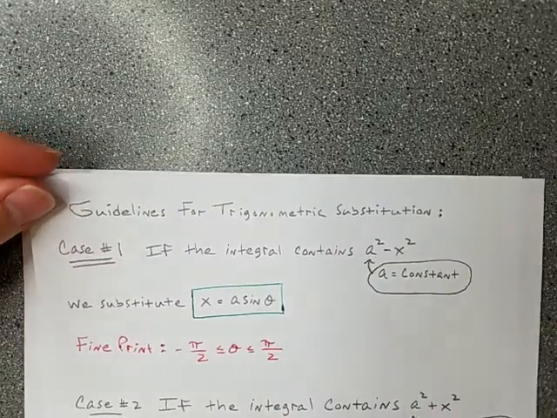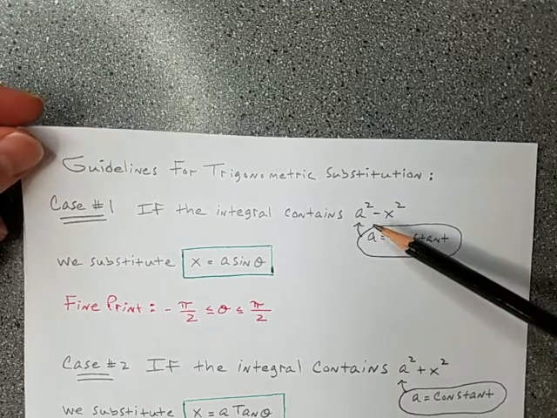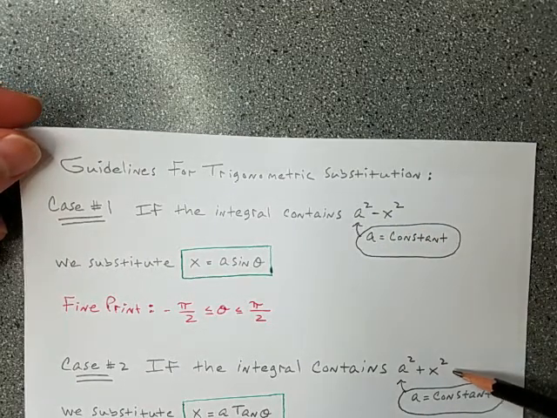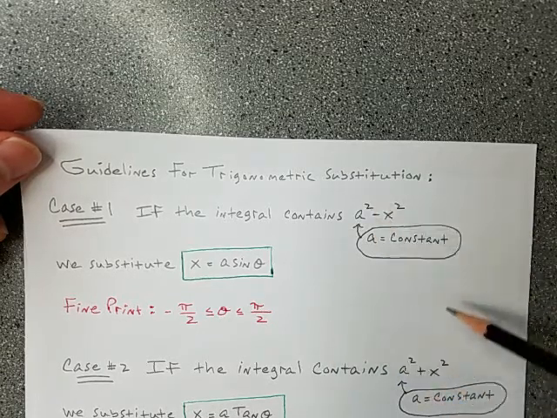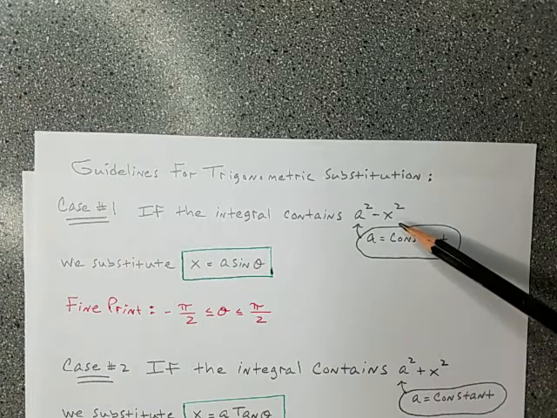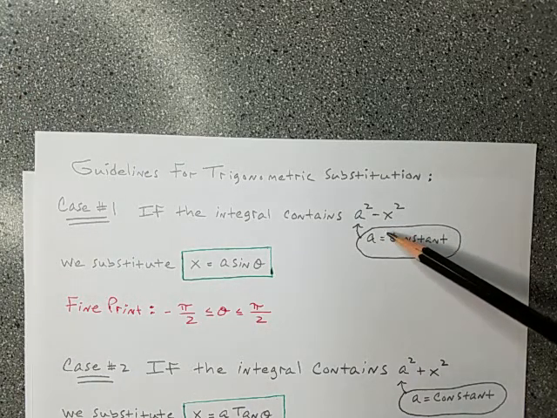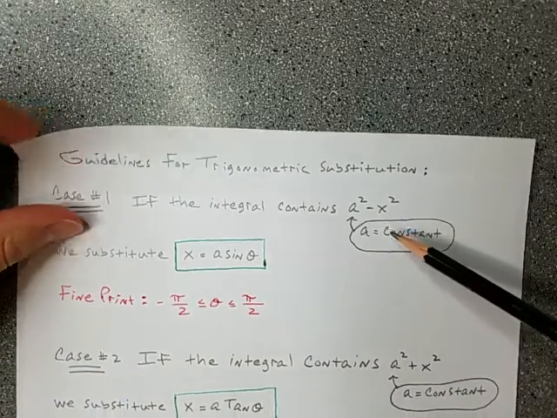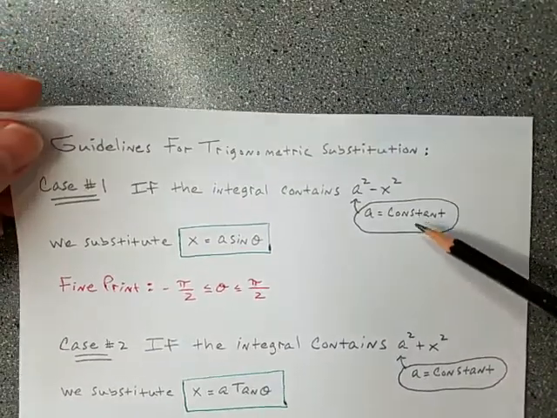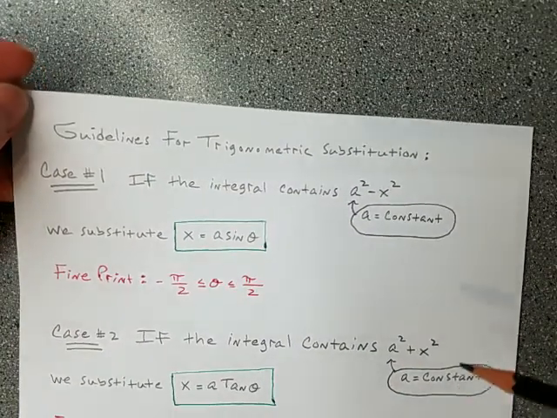Here are the guidelines, okay? It depends on whether the integral contains a difference or a sum of squares. So in my notation here, a is a constant, and x is the variable that's involved in the integration, okay? So it will have a difference of squares, a squared minus x squared, or we'll have a sum of squares, a squared plus x squared. And then we decide on our substitution based on which one of those we have.